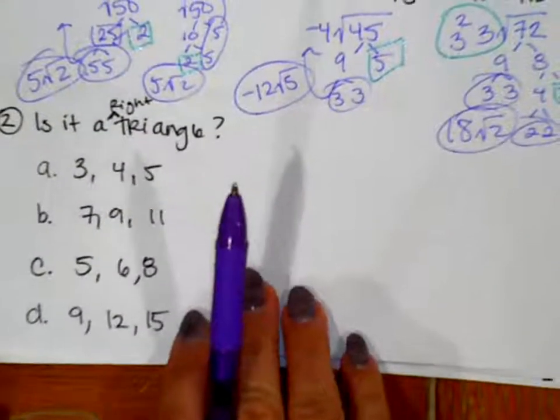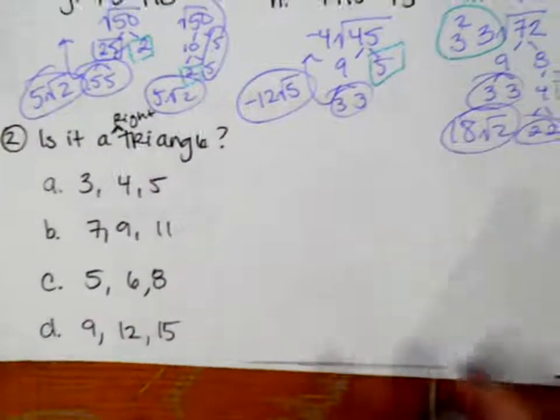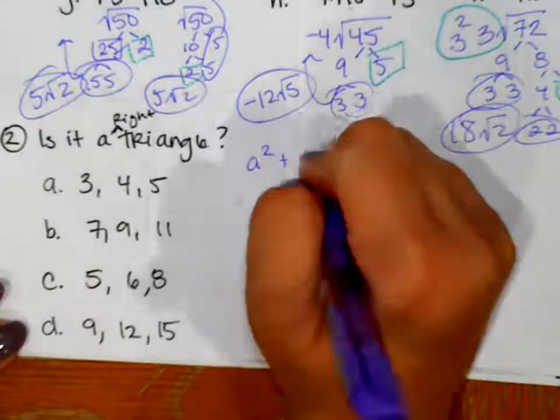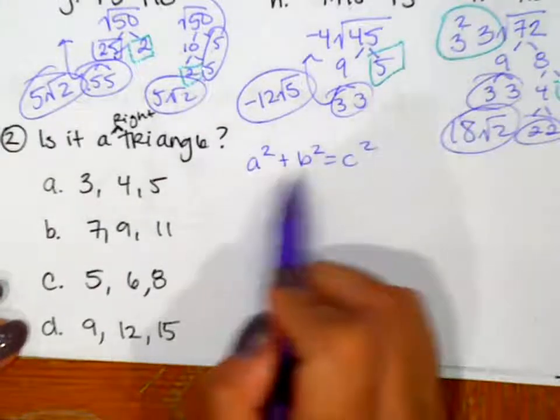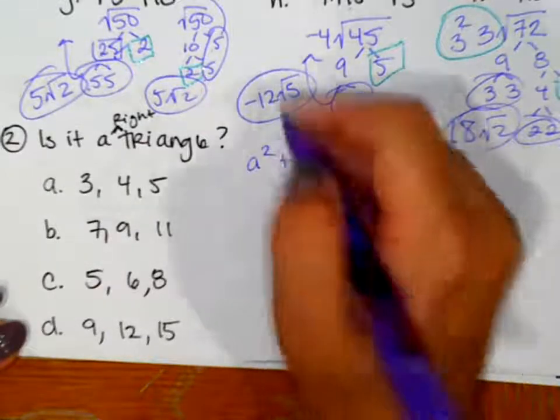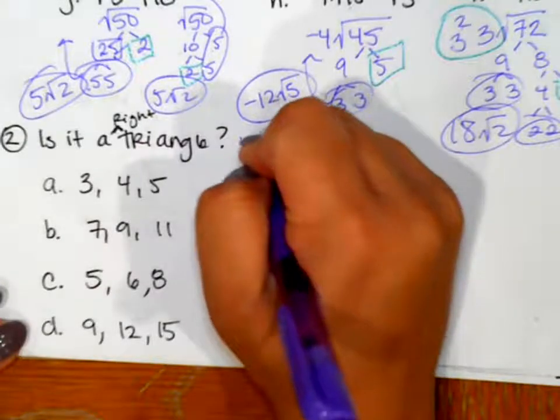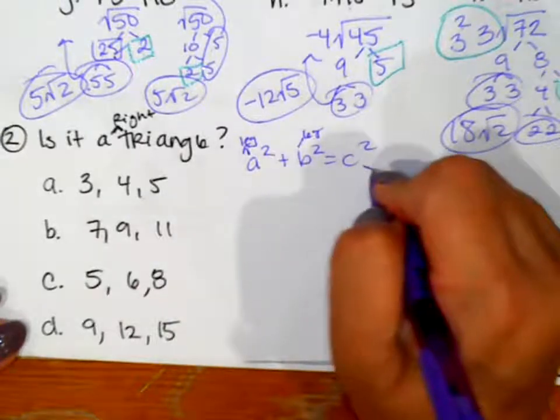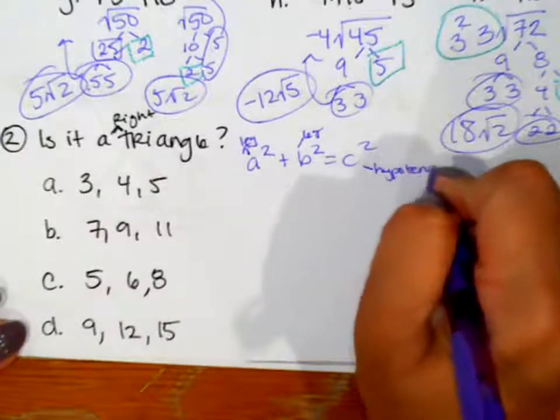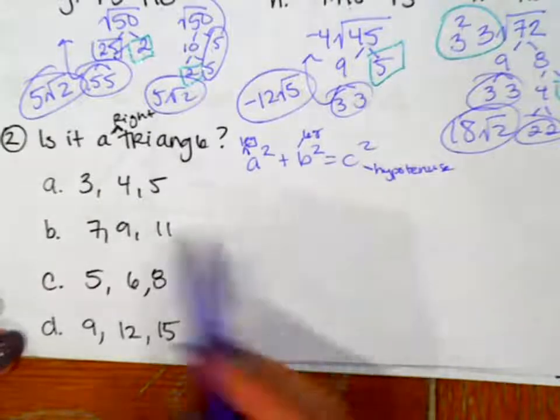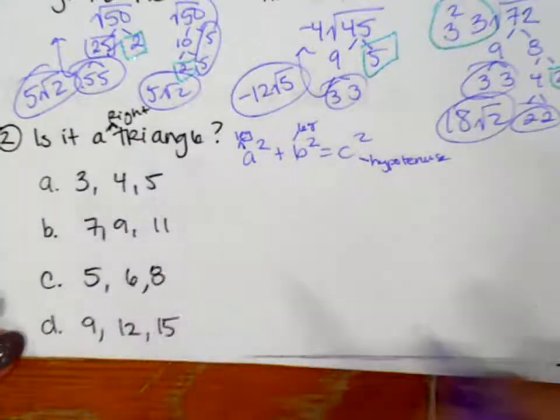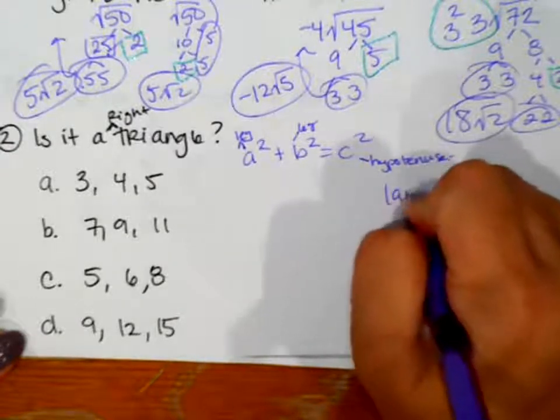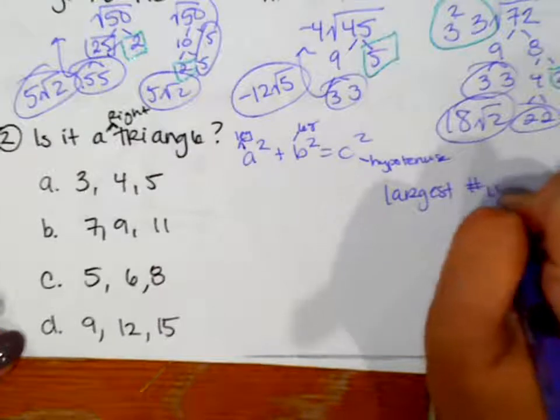Okay, down here. Is it a right triangle, yes or no? In order for it to be a right triangle, we're going to use the Pythagorean theorem. That's a squared plus b squared equals c squared, where a is a leg, b is a leg, it doesn't matter which one, and c is your hypotenuse. Something you need to know, when you're given a series of these numbers, the biggest number is always the hypotenuse. Remember that. Largest number is the hypotenuse.